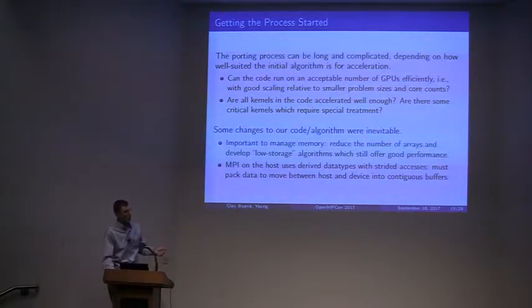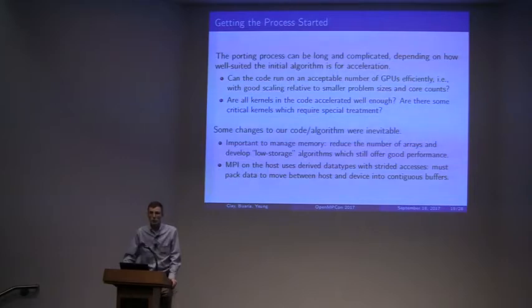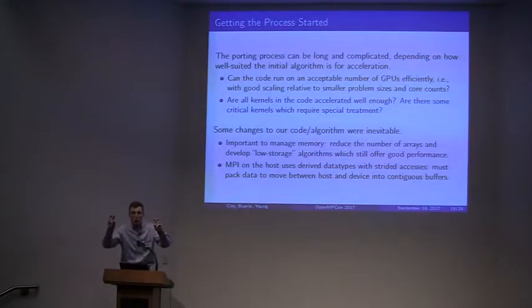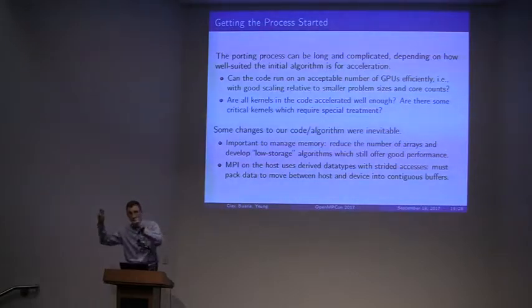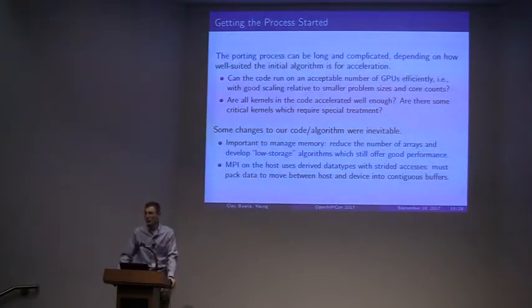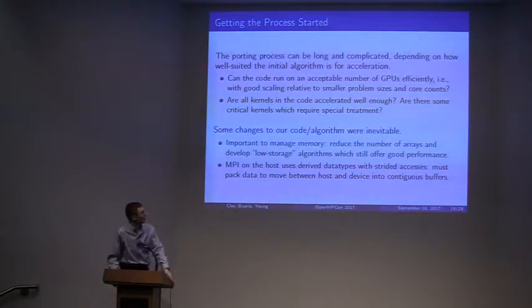For our particular code, the CPU version of the code was using too much memory, so we had to do an extensive refactoring of the code to reduce memory for the GPUs, and we call them low storage algorithms. I think mathematicians actually develop low storage algorithms for, say, Runge-Kutta time integration. This is just a low storage computer implementation of our code. So we will try to reuse arrays when we can, so that this will allow us to reduce the number of GPUs that we're running on.